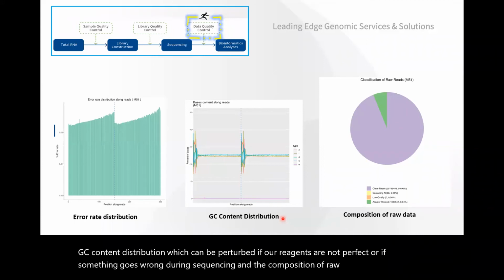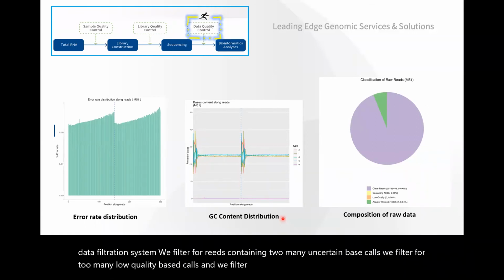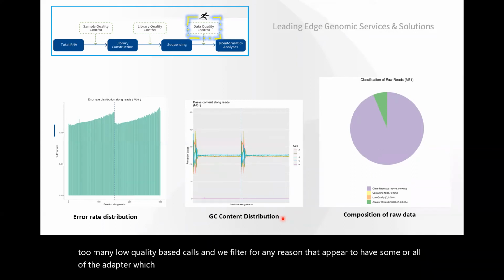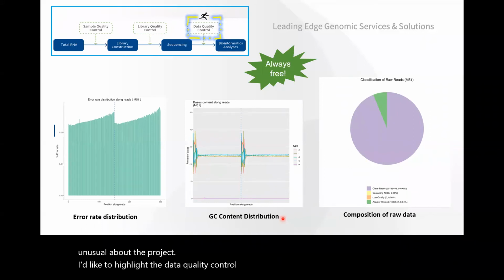We have a triple data filtration system. We filter for reads containing too many uncertain base calls. We filter for too many low quality base calls. And we filter for any reads that appear to have some or all of the adapter, which may indicate a problem during library synthesis or something unusual about the project. I'd like to highlight that data quality control is always free in the projects that we offer.